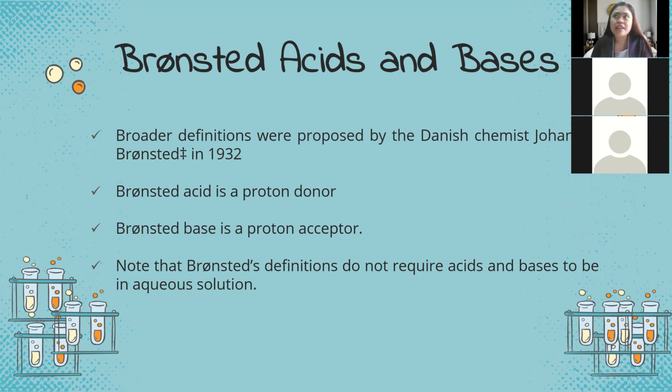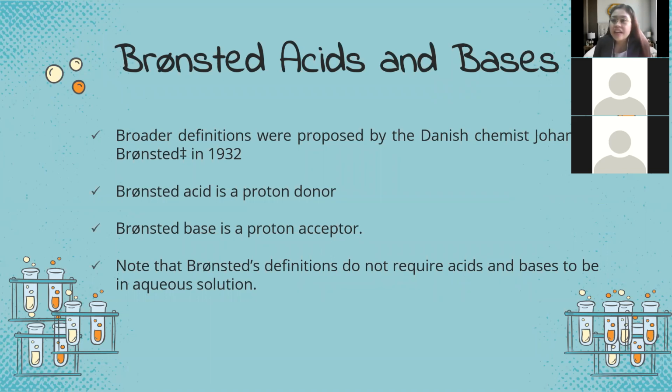So ngayon, yung mga hindi nag-fit in doon sa definition ni Arrhenius, pwedeng mag-fit in dito sa definition ni Johann Bronsted. So according to him, tatawagin natin siyang Bronsted acid kapag siya ay proton donor. Again, nagdo-donate siya ng proton. And Bronsted base siya kapag kaya niyang mag-accept ng proton. Yun yung definition ni Bronsted sa acids and bases.